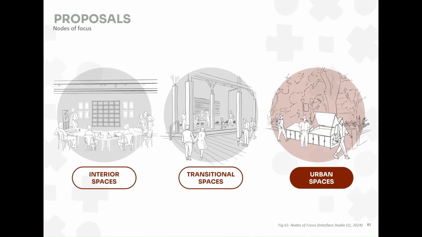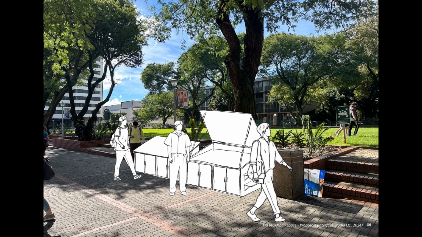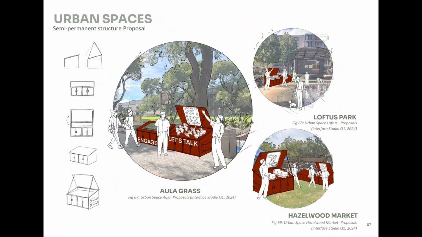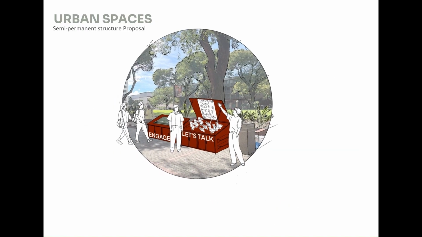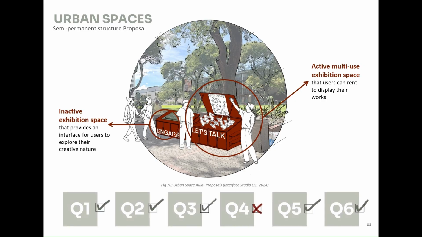Our next proposal is in the urban landscape. Our proposal is a semi-permanent structure that can be placed into the previously identified urban nodes. The structures will act as a rentable storage and exhibition space to promote knowledge exchange. Viewers and artists can engage in diverse, layered discussions about the works, their meanings, the processes involved, and techniques specific to the medium. After applying our questions to the proposal, it fell short in regards to question 4.